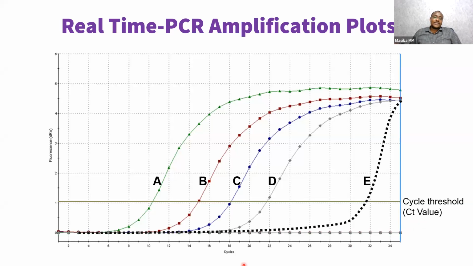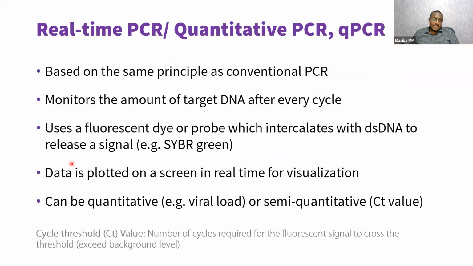So if somebody had a COVID test and tells you my CT value was 10, then it means that person has a very high viral load. If they tell you the CT value was 28, then you know the virus was present, but the viral load was not so high, depending on how many cycles were run. So that is what we mean by quantitation. And this is what we meant by the data being plotted on the screen in real time.